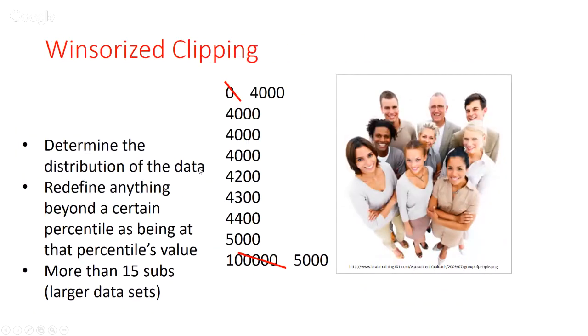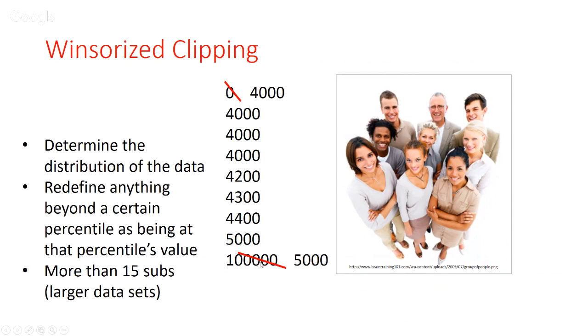Now, what you might be asking, you've seen Winsorized clipping, Winsorized sigma clipping. What you do is you rank everything, just like you have before, and then you take anything that's below a certain percentile or above a certain percentile, and you say that it is at that percentile. For instance, that 0 is below the 5 percentile, but hey, you know what? I'm going to put it at 4,000. And this one up here, this 100,000 is way above 5,000, but I'm just going to call it 5,000.